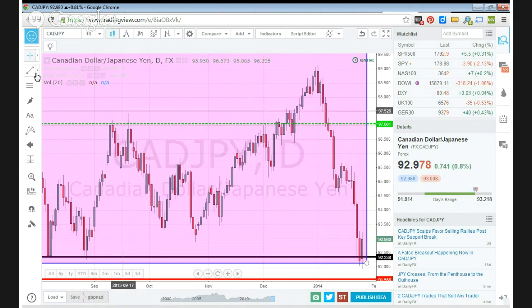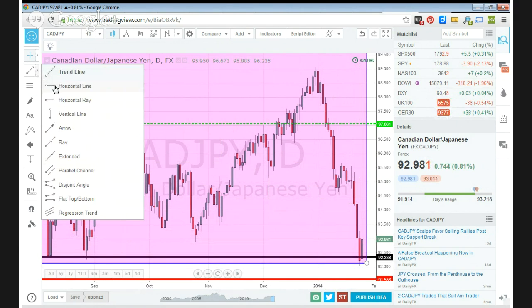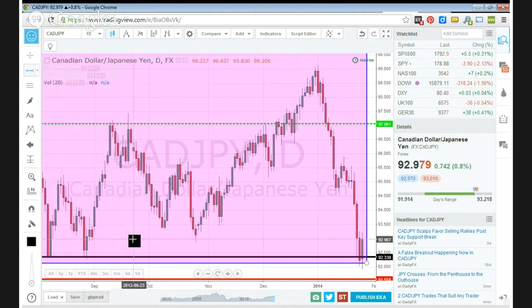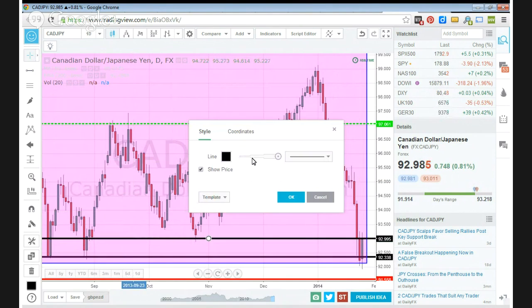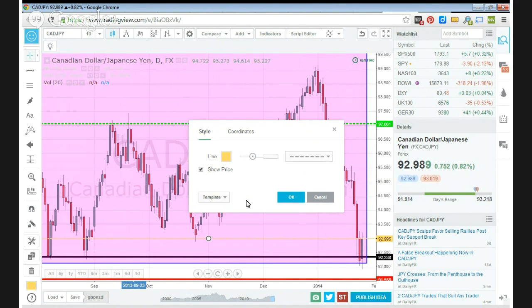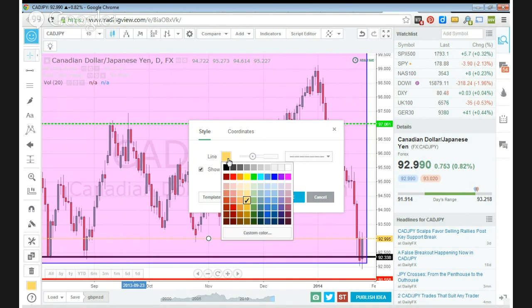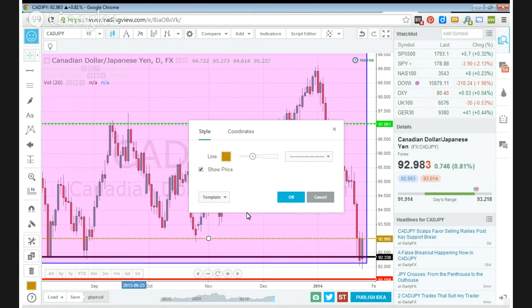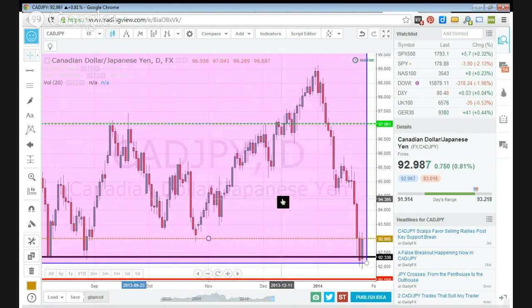Let's draw a line here. Okay, so if we can close above here, let's make that a little thinner. Let's make that orangish. Oh, let's make it a little darker. There. Okay. Now, if I can close above that level, which is 93, so basically we have 70 pips to go. I want to see 70 pips. Is that where we're at?